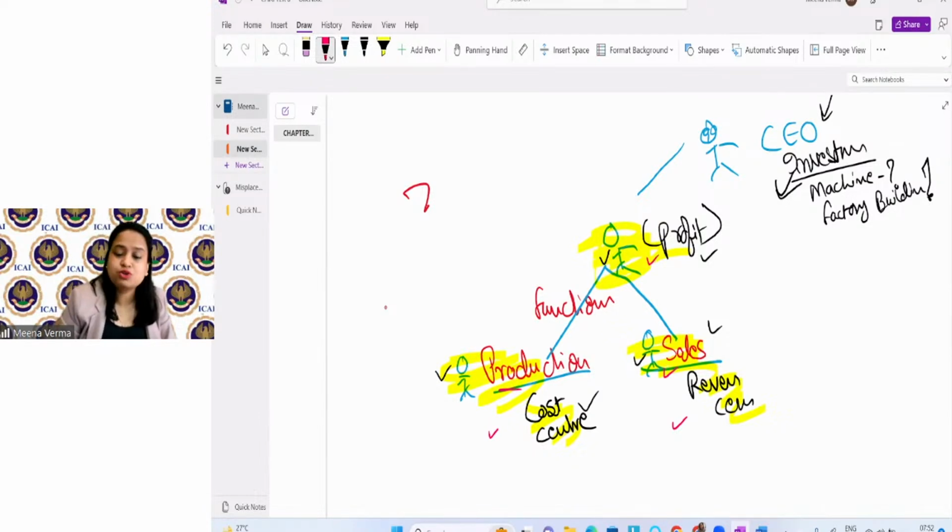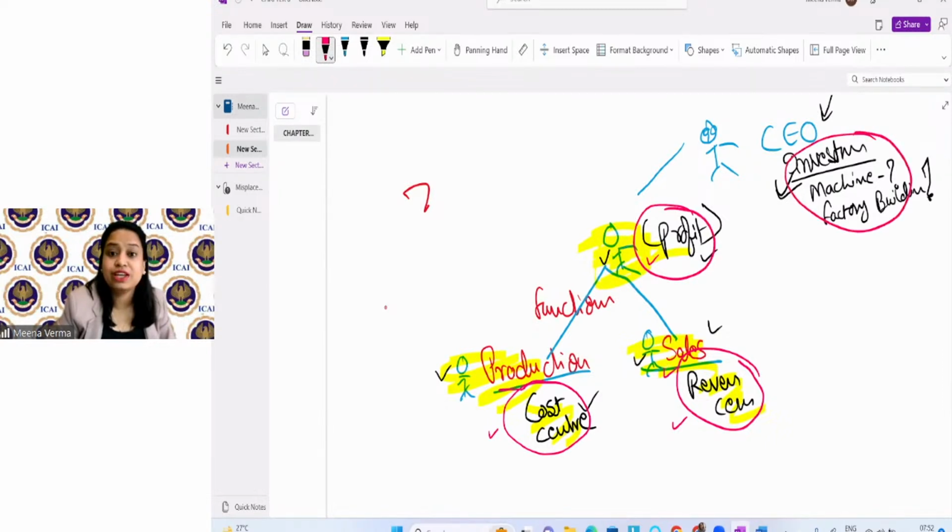Now see, what does responsible mean? It means control, right? Cost control. This manager is responsible to control the cost. This manager is responsible to control the revenue. This manager is responsible to control the profit. This manager is responsible to control the investment of the company. These are their responsibilities.